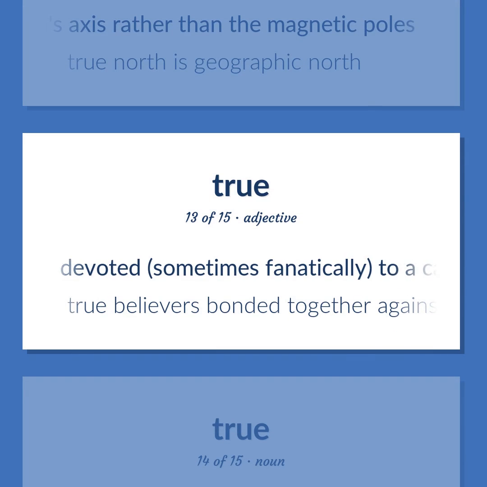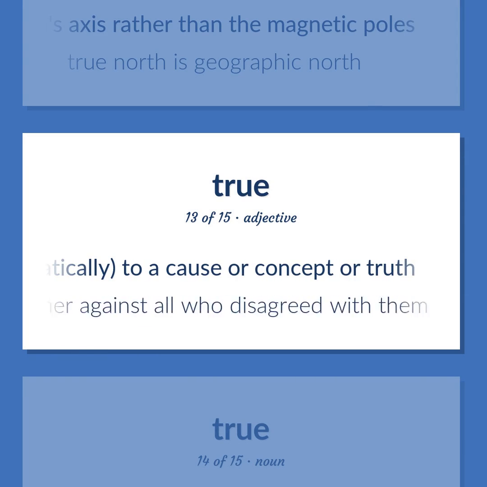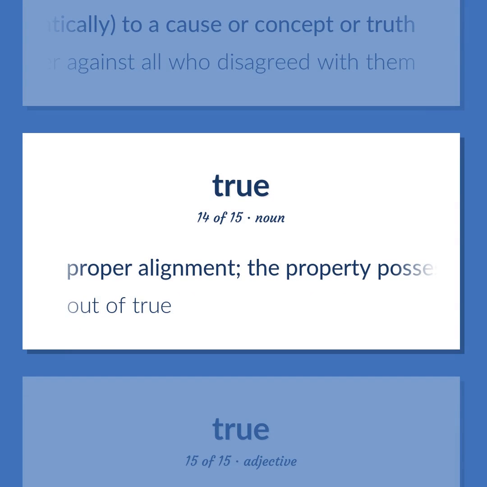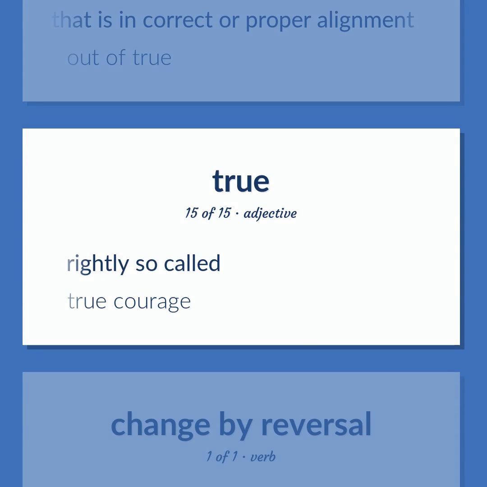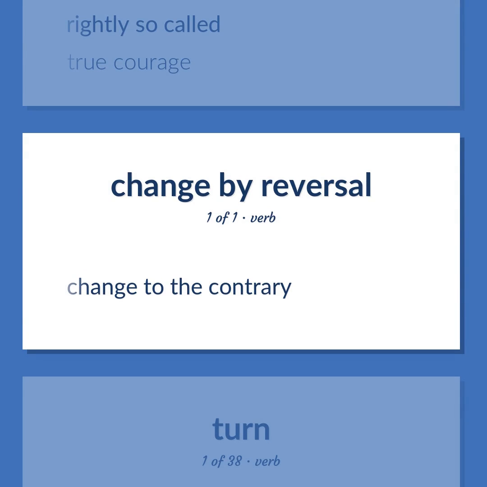Devoted, sometimes fanatically, to a cause or concept or truth. True believers bonded together against all who disagreed with them. Proper alignment. The property possessed by something that is in correct or proper alignment. Out of true. Rightly so called. True courage. Change to the contrary.